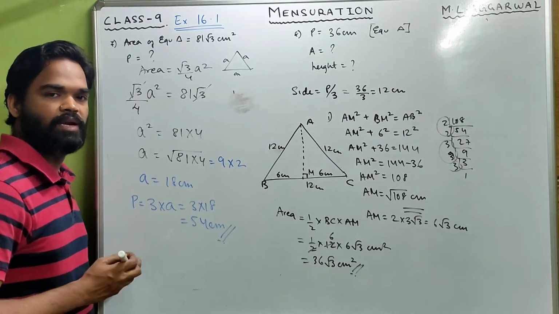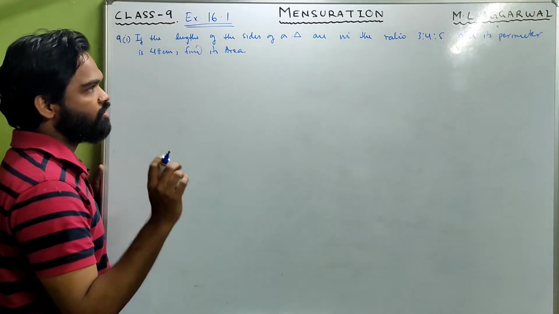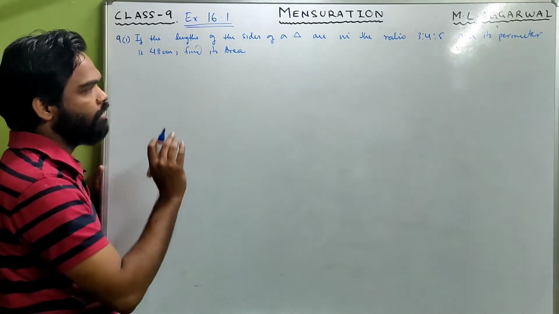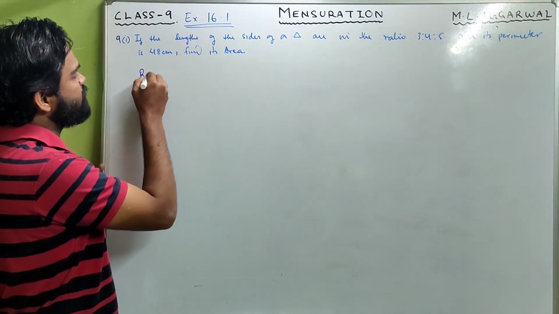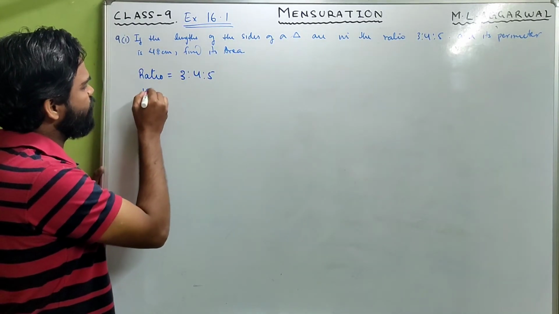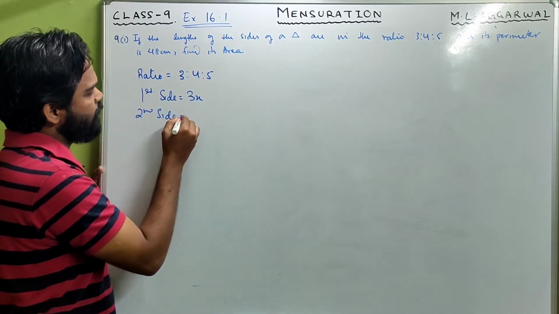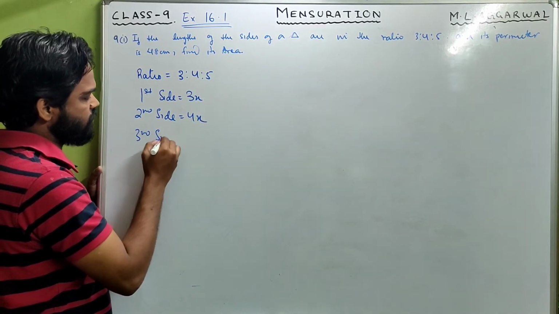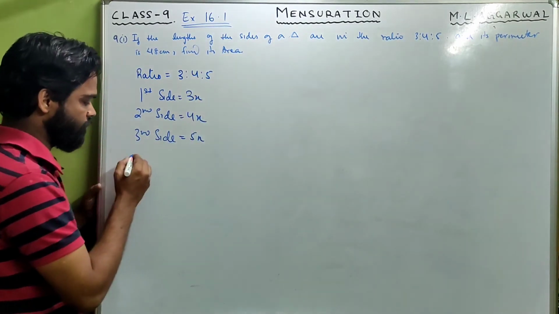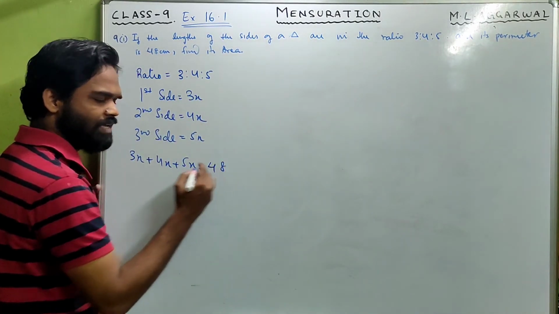Okay. Now let us look at the next sum. Now look at 9 part 1. If the lengths of the side of a triangle are in the ratio 3:4:5 and its perimeter is 48 centimeter, find its area. So ratio of its sides, length of the side is given as 3:4:5. So can I take the first side as 3x, second side as 4x, and third side as 5x, where x is the common factor? Now the perimeter is given, which means when we add all the sides, we are going to get 48, since that's the perimeter.